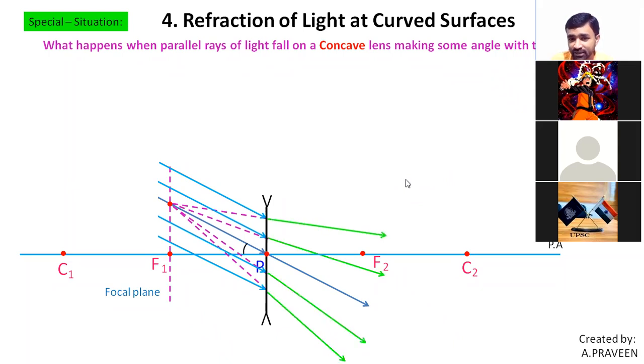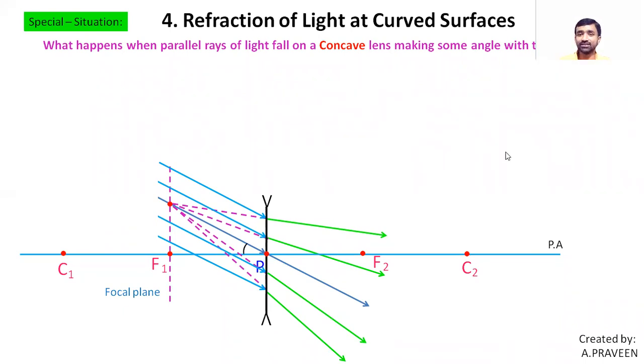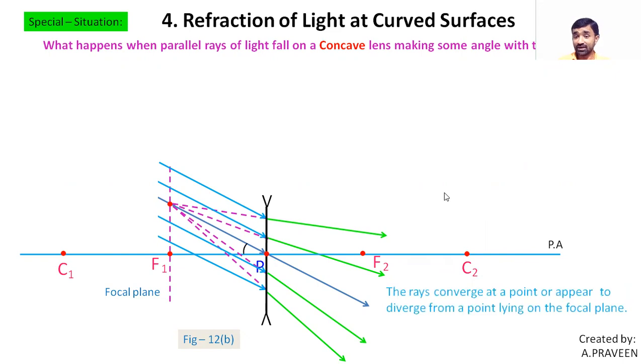Are they diverging or converging after refraction? How are they? Diverging rays or converging rays? No one is answering, so maybe you are in confusion, right? So once again, look at that. What happens if you incident a parallel beam of light ray on the concave lens, making an angle with the principal axis?